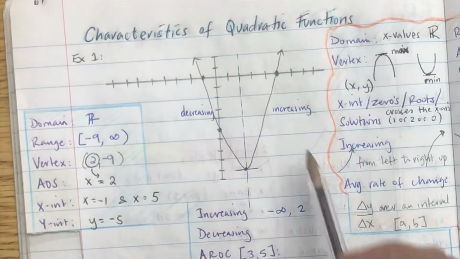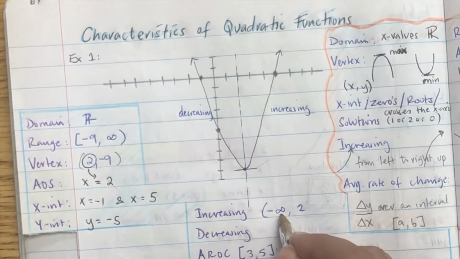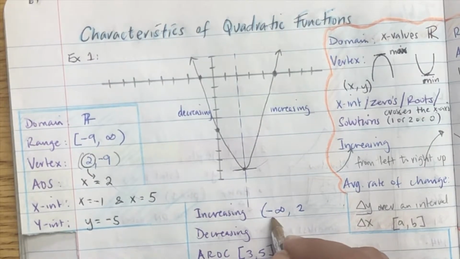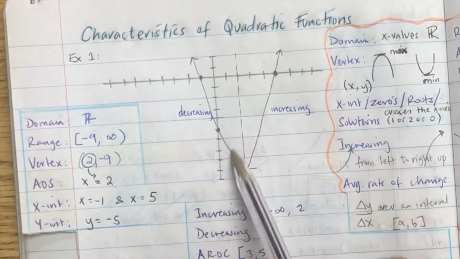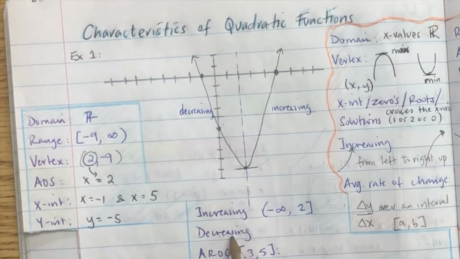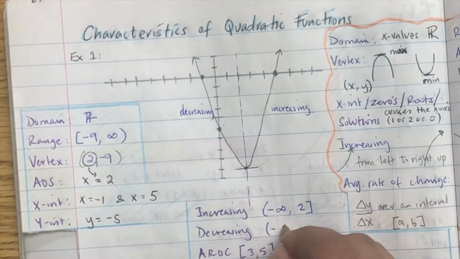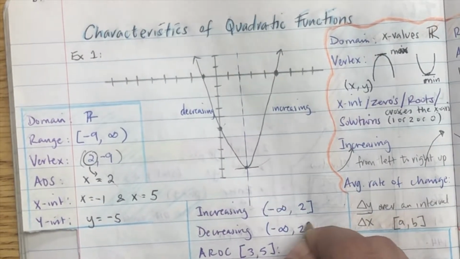Okay. Then you look at it as, is this an open or closed? It's open because infinity and negative infinity will never be closed. And then up to 2, including 2, is closed. Oh, sorry, that's increasing. My bad. So that's the answer for decreasing.